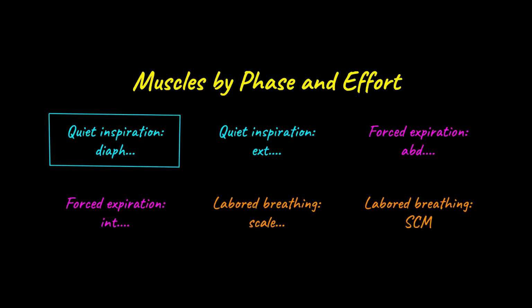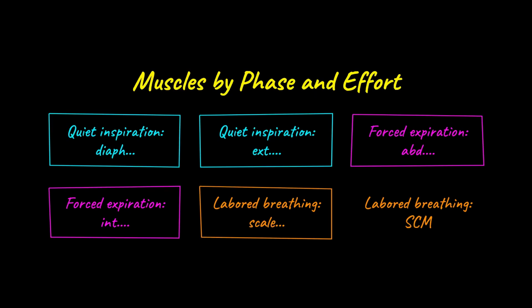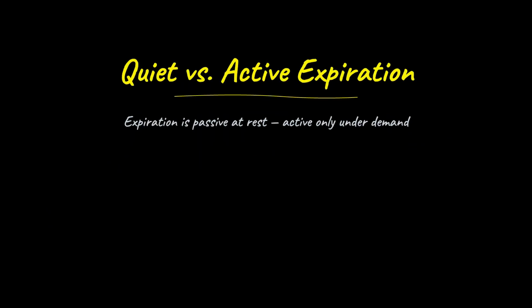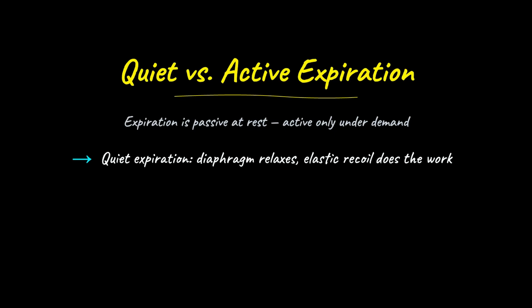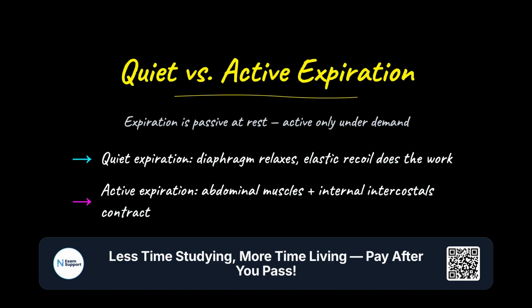Different muscles lead at different phases and intensities. Quiet inspiration is led by the diaphragm, assisted by the external intercostals expanding the rib cage laterally. Forced expiration recruits the abdominal muscles and internal intercostals to squeeze air out. Labored or accessory breathing adds the scalenes and sternocleidomastoids to lift the upper rib cage. Expiration during quiet breathing requires no muscular effort. The diaphragm and external intercostals simply relax, and the elastic recoil of the lungs and chest wall pushes air out.